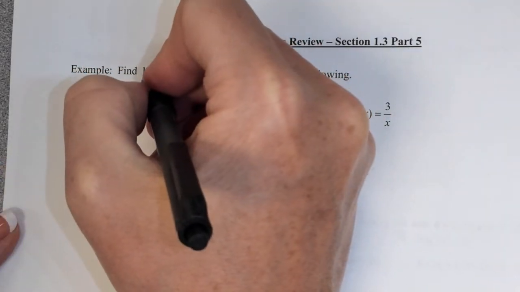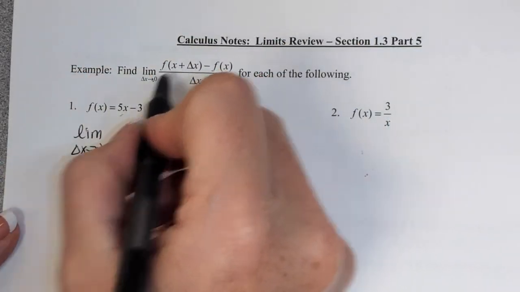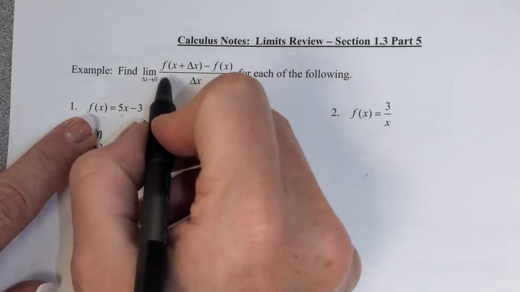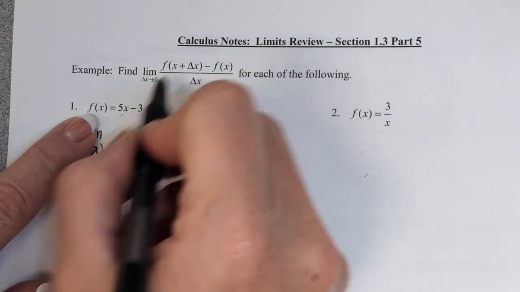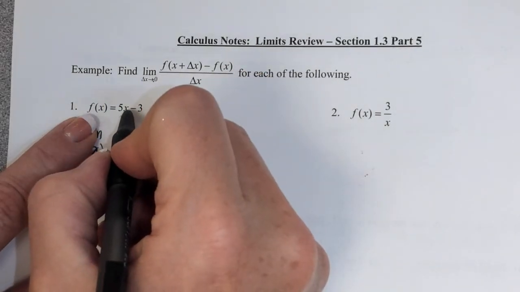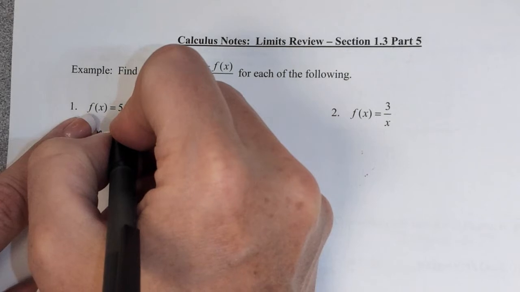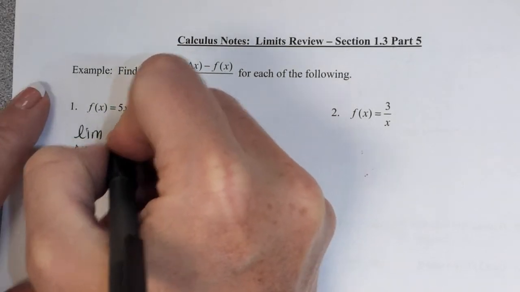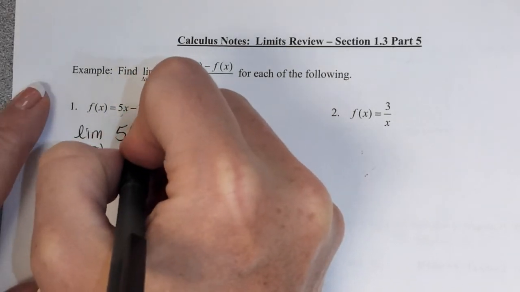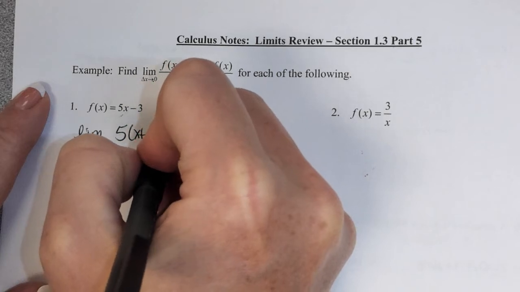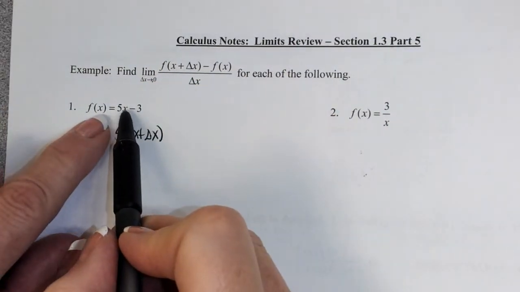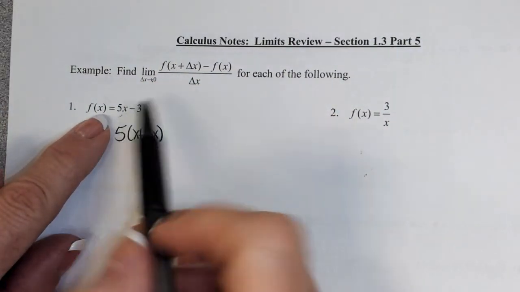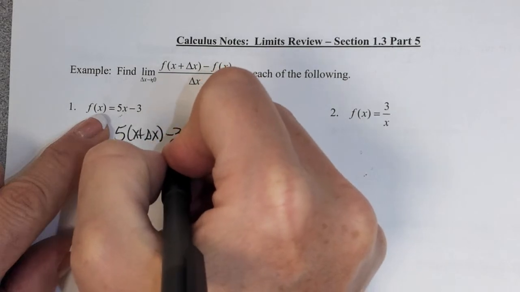Check. I took care of that. Now I have to look at this. Well, here's f of x. So if I'm trying to do f of x plus delta x, that means wherever I have an x, I have to replace that x. So I'm going to have to replace this x right here with x plus delta x. So I've done that. 5, x plus delta x gets replaced, minus 3.